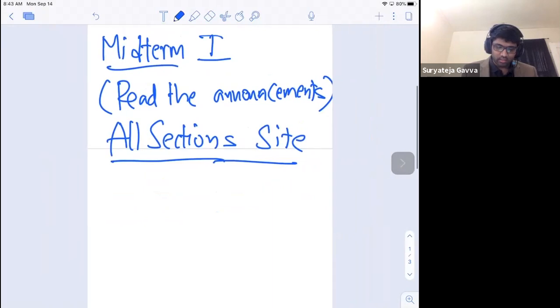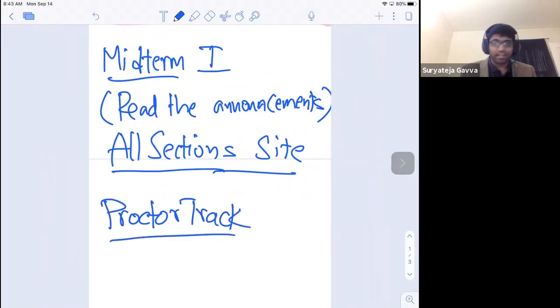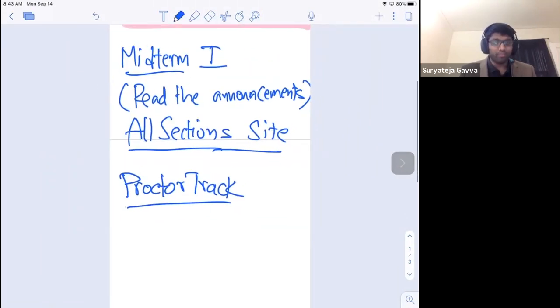Okay, that's one piece of information. To be able to take the midterm, you need to make sure that your Proctor Track is on. Still, there are about 10 students who didn't fix this issue. Please make sure that you fix your Proctor Track problems. If you don't have access to the all-sections site, you're supposed to have access, so just email me and we will discuss. I'll put you in the site. So that's one piece of information, Proctor Track.